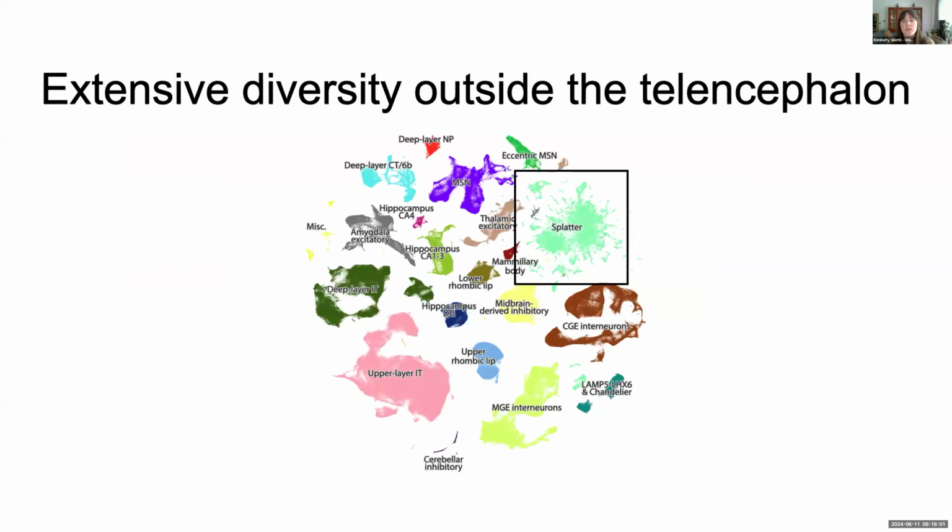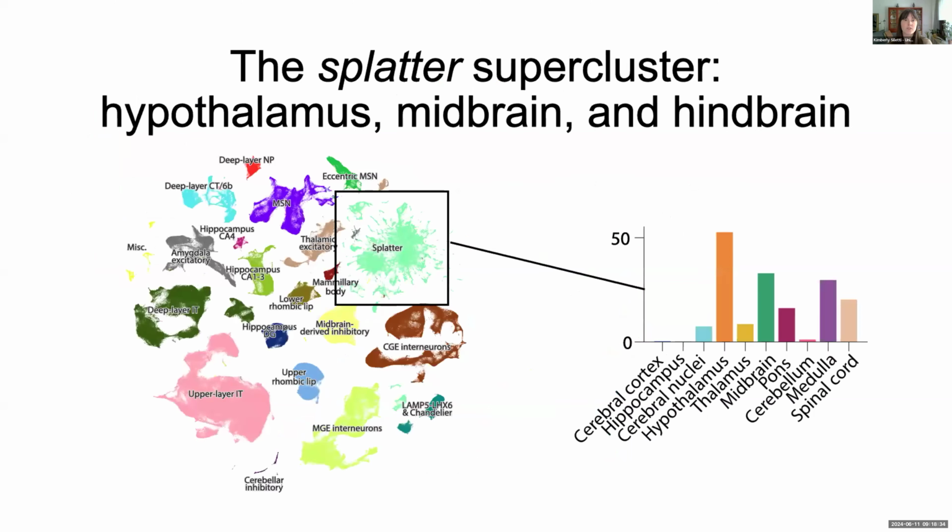The second major observation I want to point out is that we found extensive diversity outside the telencephalon. And this conclusion largely came from an analysis of one supercluster of neurons that we have been referring to as the splatter neurons. And that's purely because of how they looked on the t-SNE. You can see here it kind of looks like someone splashed paint on the t-SNE. And the name kind of stuck because actually it was very difficult to come up with a biological name for this grouping. This is a very diverse group of cells.